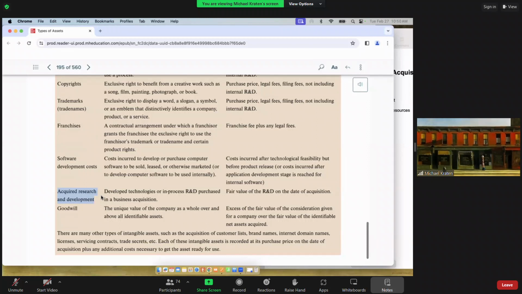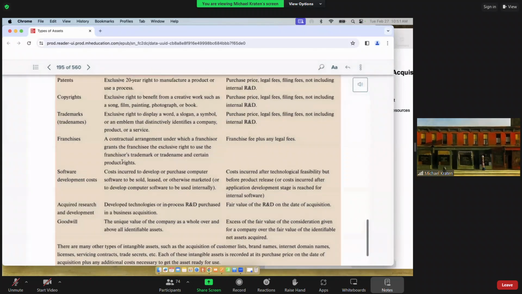If you buy someone else's patent, then you are acquiring their intellectual property. So that counts as an intangible asset. And goodwill is basically brand value or reputational value, unique value of the company, over and above all other identifiable assets. Why did you spend $100 million for this company when the value of all the assets that I can identify is only worth 90 million? Because they just have $10 million worth of a good reputation, goodwill.